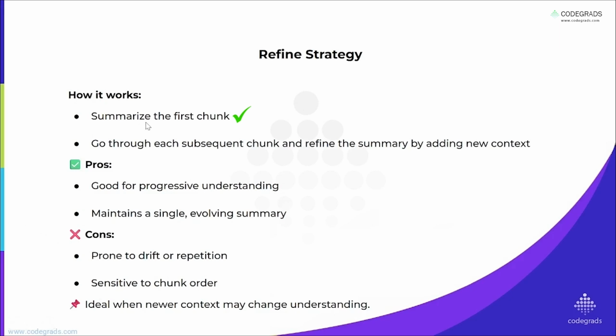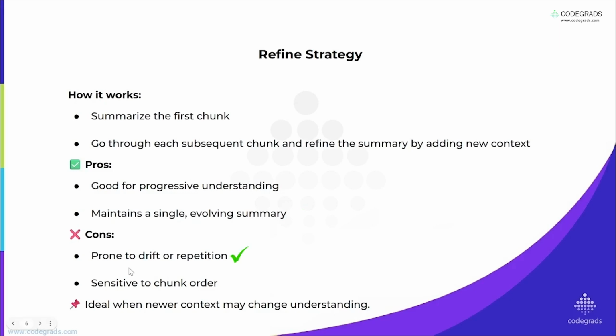As per the definition, it summarizes the first chunk and goes through each subsequent chunk and refines the summary by adding new context. This is the way of working we have seen earlier. Now it's good for progressive understanding, right? Because as we go one by one for each chunk, passing each previous chunk summary to the next summary, we get progressive understanding, and it maintains a single evolving summary. We are not creating different summaries at once for each chunk; we are maintaining a single one that is evolving. We are adding each chunk's data to the previous summary and creating a more concise summary.